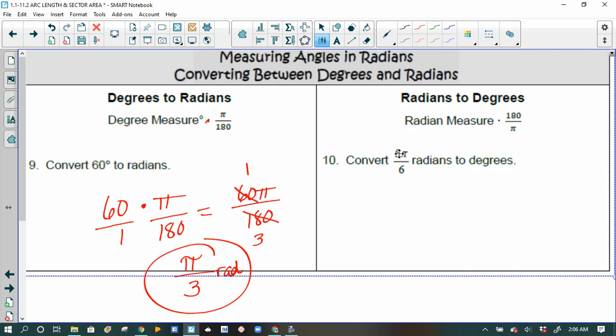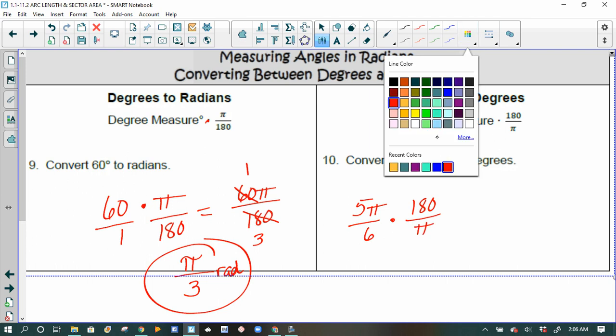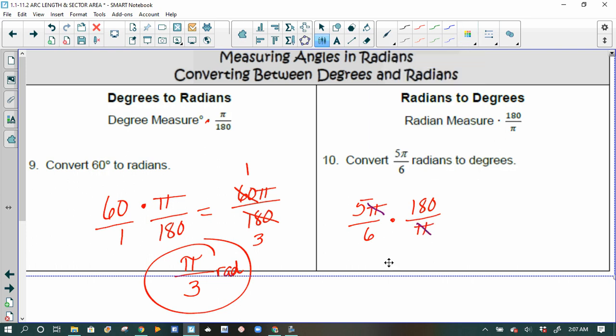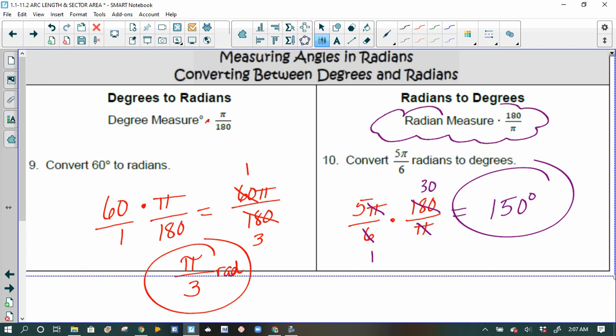If I give you radians and want you to convert to degrees, then you multiply by the reciprocal, 180 over pi. So 5 pi over 6 times 180 over pi. The pi's cancel out. 6 goes into itself once. 6 goes into 180 30 times. 5 times 30 is 150 degrees. So make sure that you have these written down while you're doing your homework.